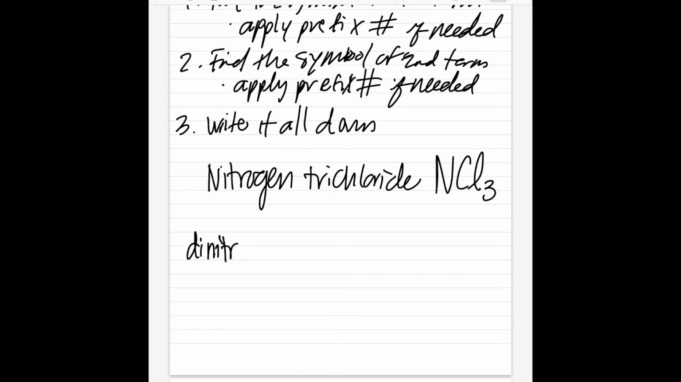So let's try another one. Dinitrogen pentasulfide. Okay, so that's going to be dinitrogen. So that's N2. Pentasulfide, that's 5. So S5.